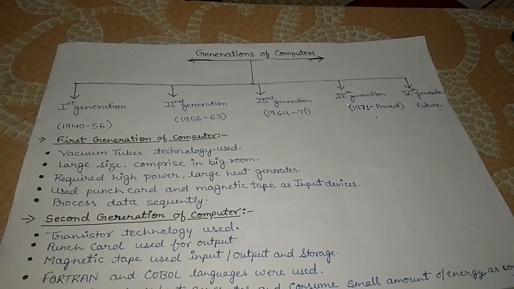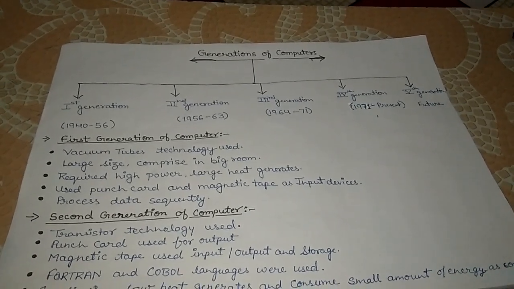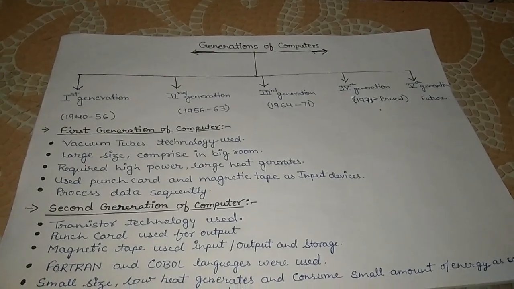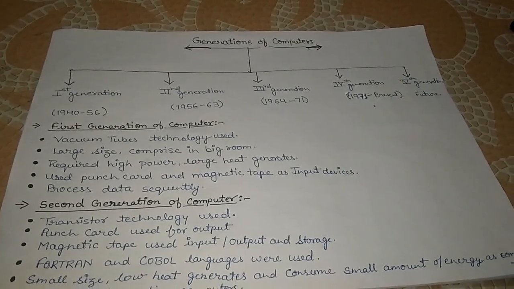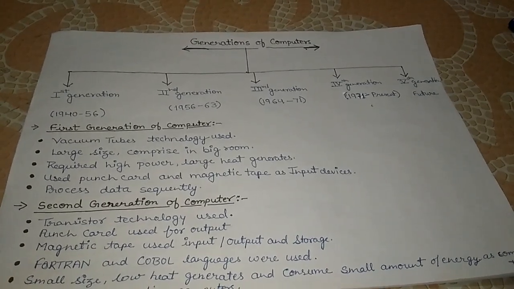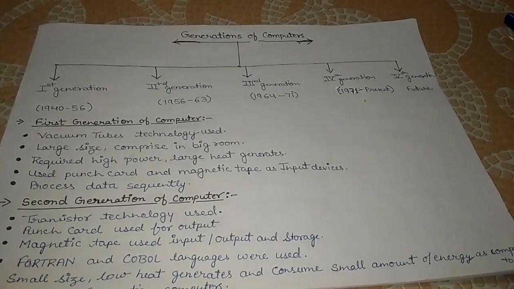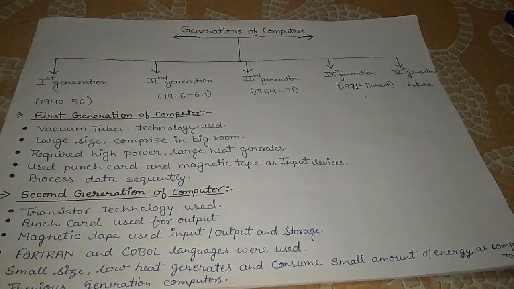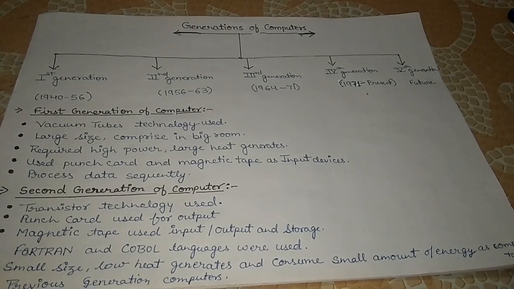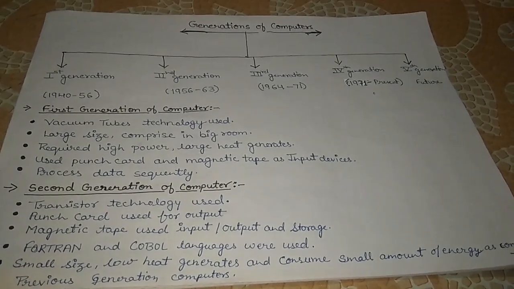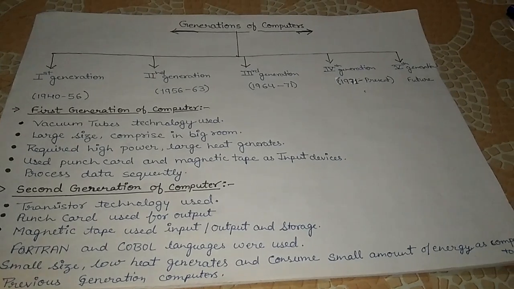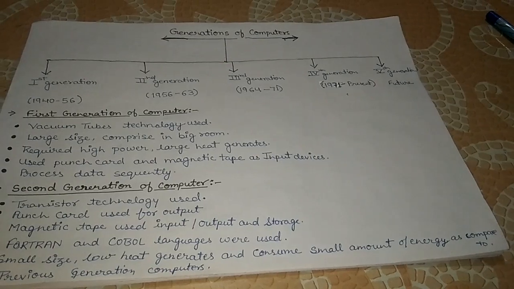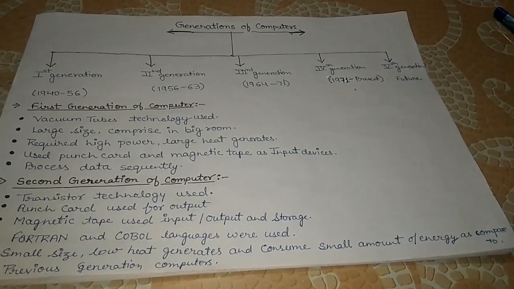First generation timing 1940 to 56. Second generation timing 1956 to 1963. Third generation computer 1964 to 1970-71. Fourth generation computer 1971 to present, and fifth generation computer, future.